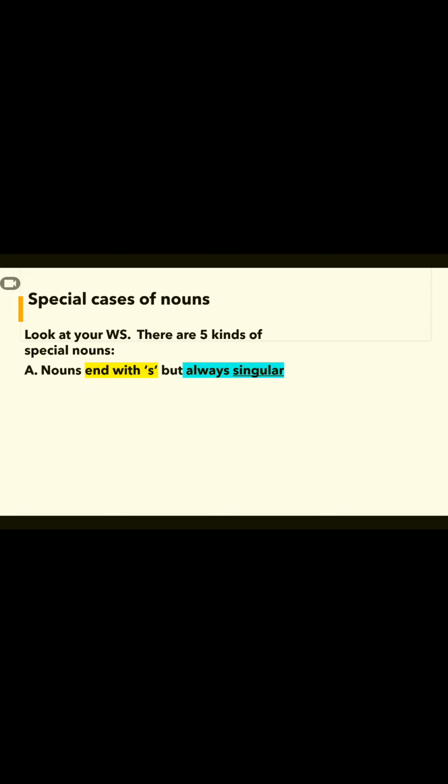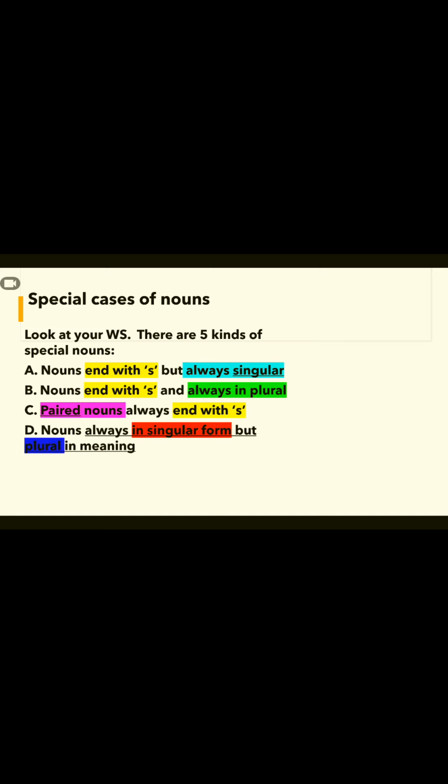The special cases of nouns. Let's look at your worksheet. On your worksheet, you'll find there are 5 kinds of special nouns in the table. Nouns ending with S but always singular. Nouns ending with S but always plural. Pair nouns always ending with S. Nouns always singular but plural in meaning. And nouns always singular in form, but both singular and plural in meaning.